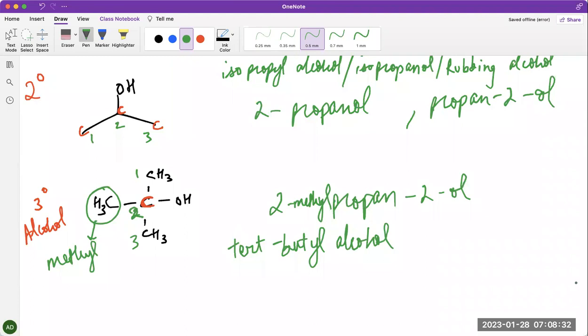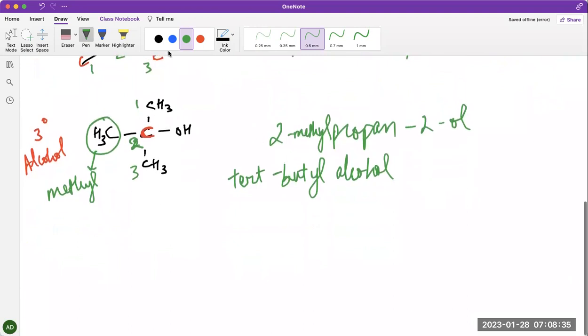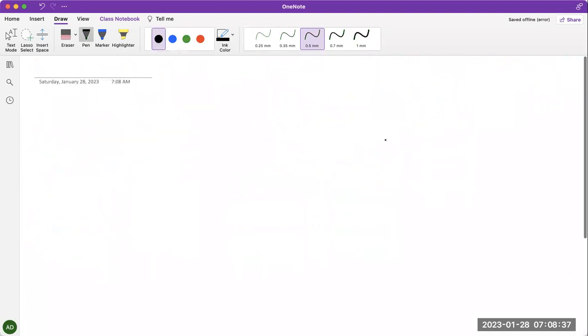All right, so now let's continue with some more nomenclature. Let's do some more examples. So imagine you have a molecule. Let me draw that again.